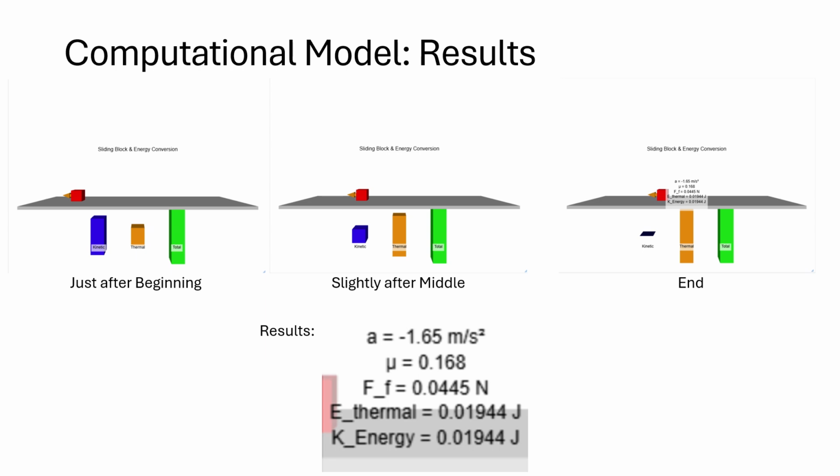We can also see with the results that we were looking to get, acceleration is equal to negative 1.65 meters per second squared. Coefficient of friction is equal to 0.168. Force of friction is equal to 0.0445 newtons. So the overall frictional force is quite low, and E thermal and kinetic energy are equal to each other, which they should be based on the energy principle.